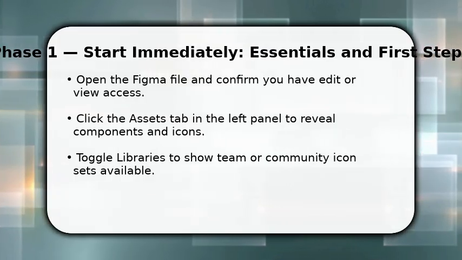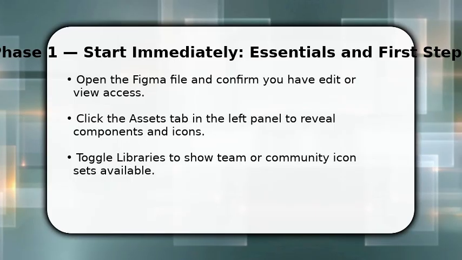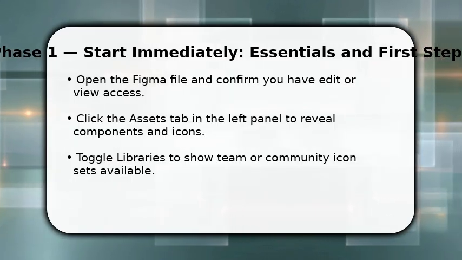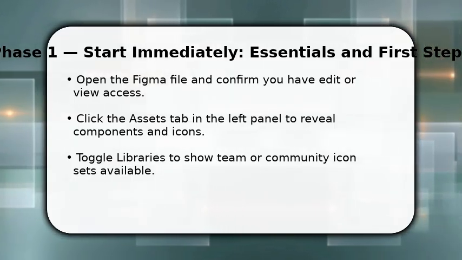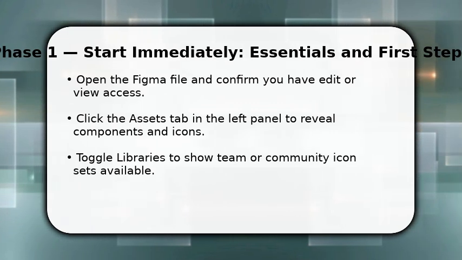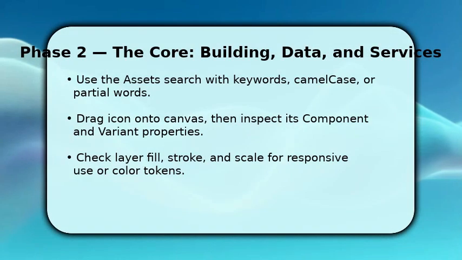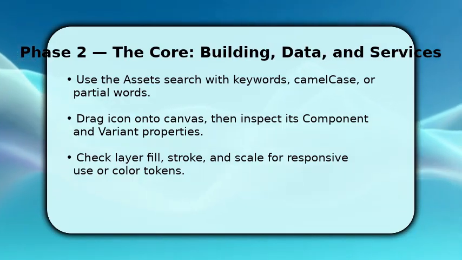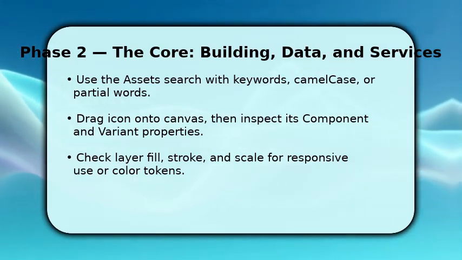If the icon doesn't show, check that the right library is toggled on and that you have permission to use its components. Once you find candidate icons and assets, drag one onto your canvas and inspect it. You want to check whether it's a component with variants. This tells you how to swap states or sizes quickly.